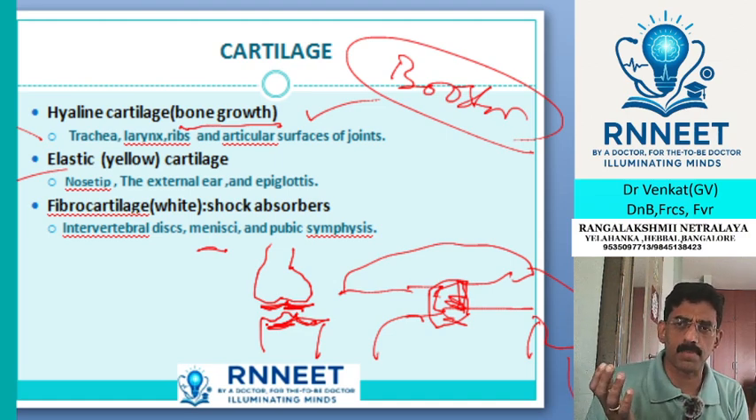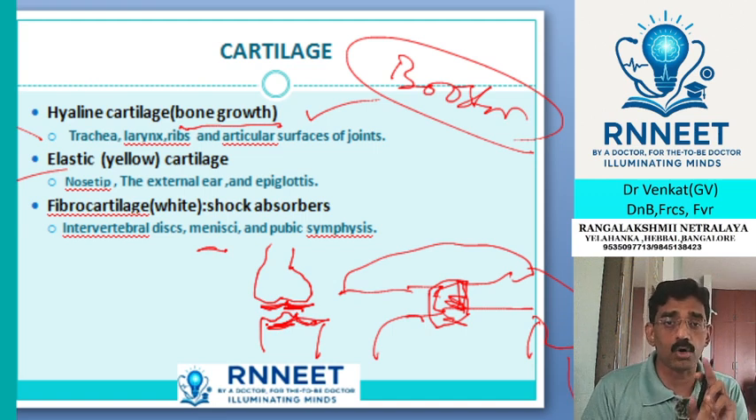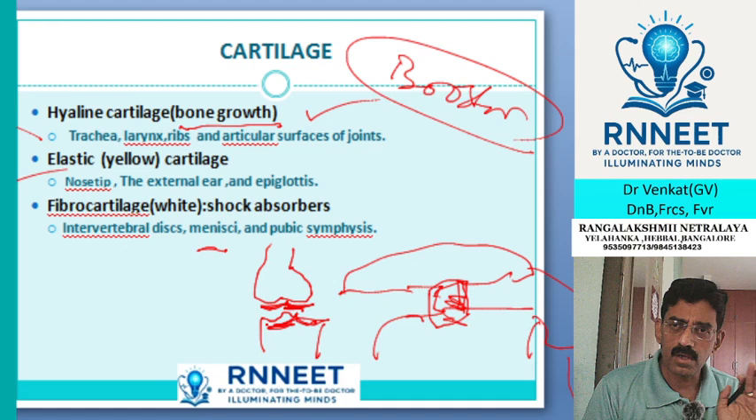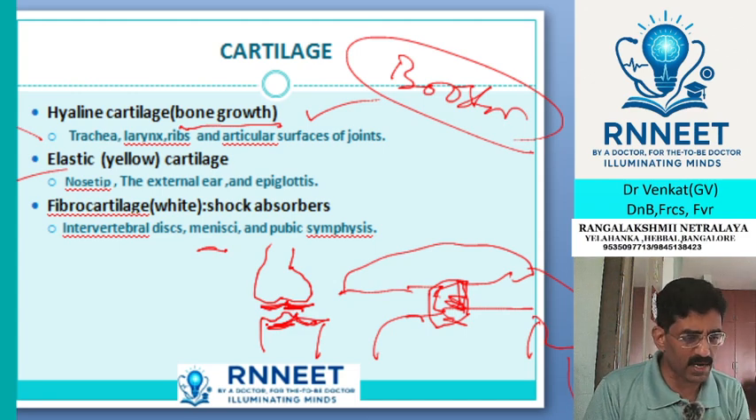So very simple: intervertebral disc, the menisci, as well as your pubic symphysis. These are the three parts which are your fibrocartilage, or you call them white cartilage. So simple to remember. No need to mug them, no need to get perturbed. I might remember, might not remember. Put some logic to it. We are getting it there.